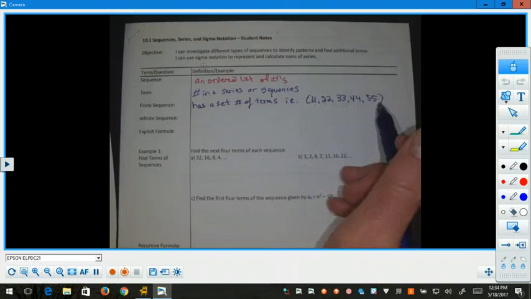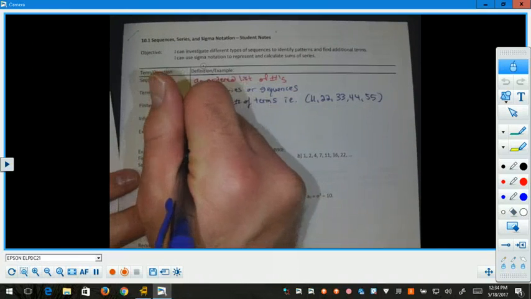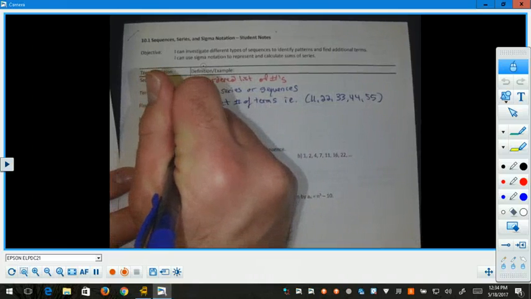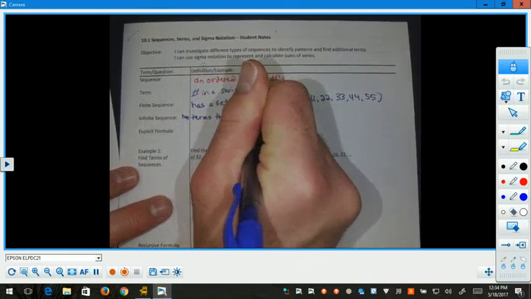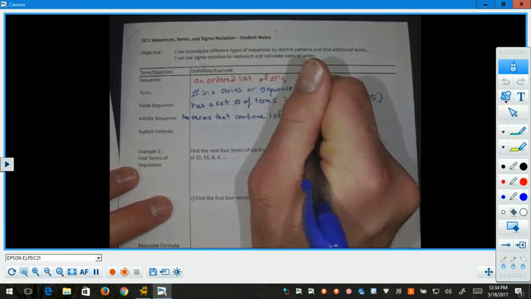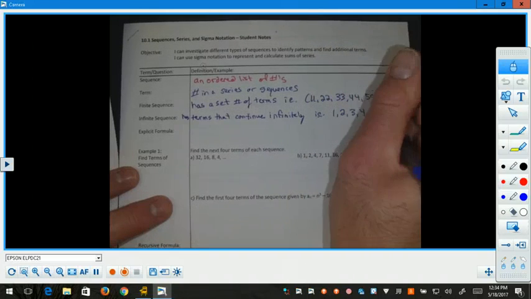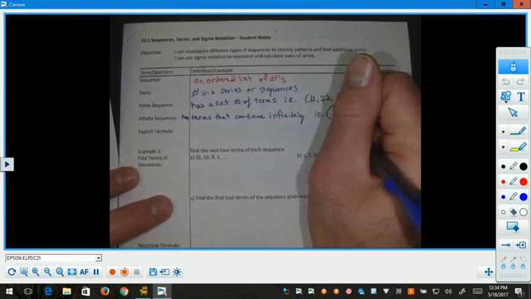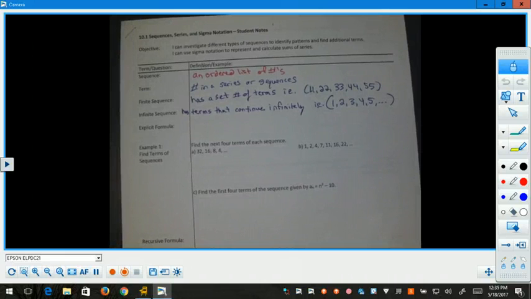It has a finite number of terms versus an infinite sequence that has terms that continue infinitely. Such as 1, 2, 3, 4, 5, and so on. The ellipsis representing that this sequence continues on beyond the number 5, beyond the fifth term. We're going to talk about explicit and recursive.